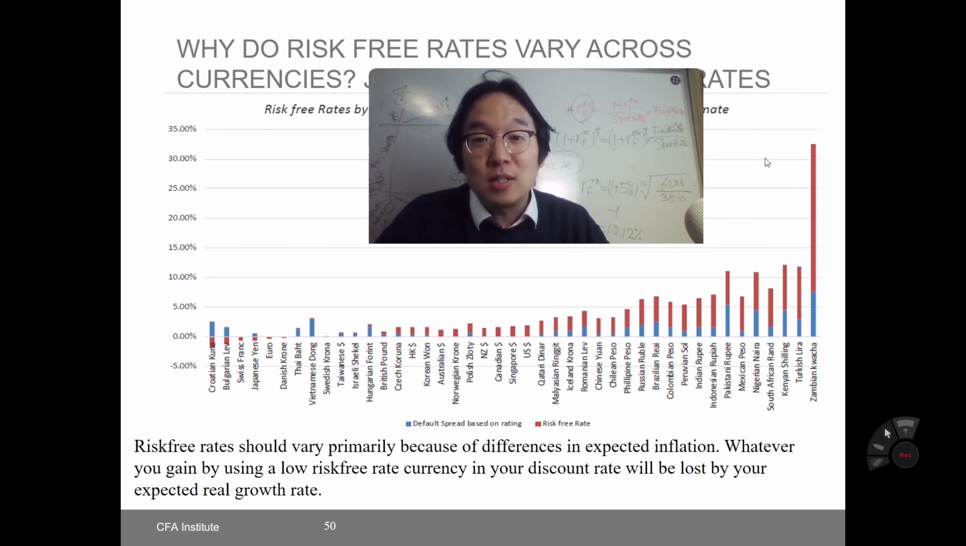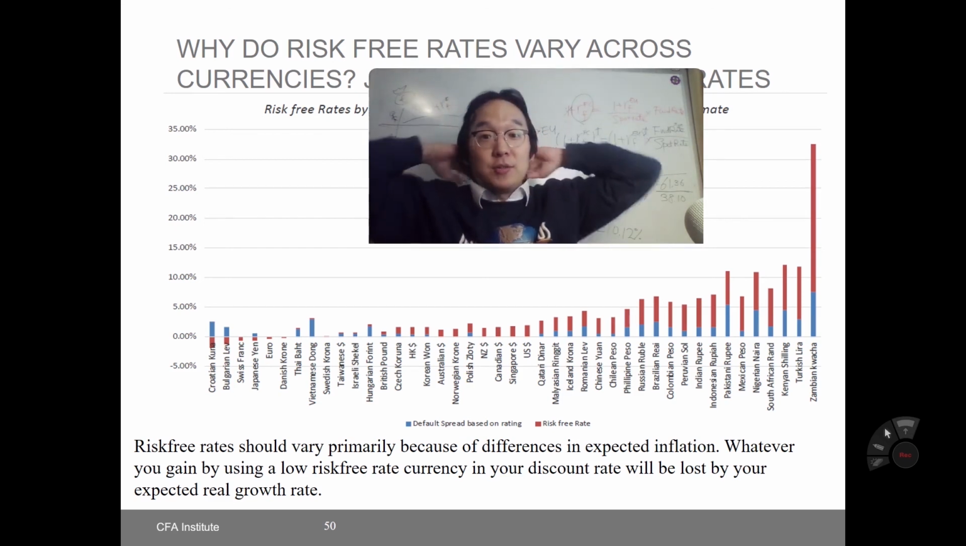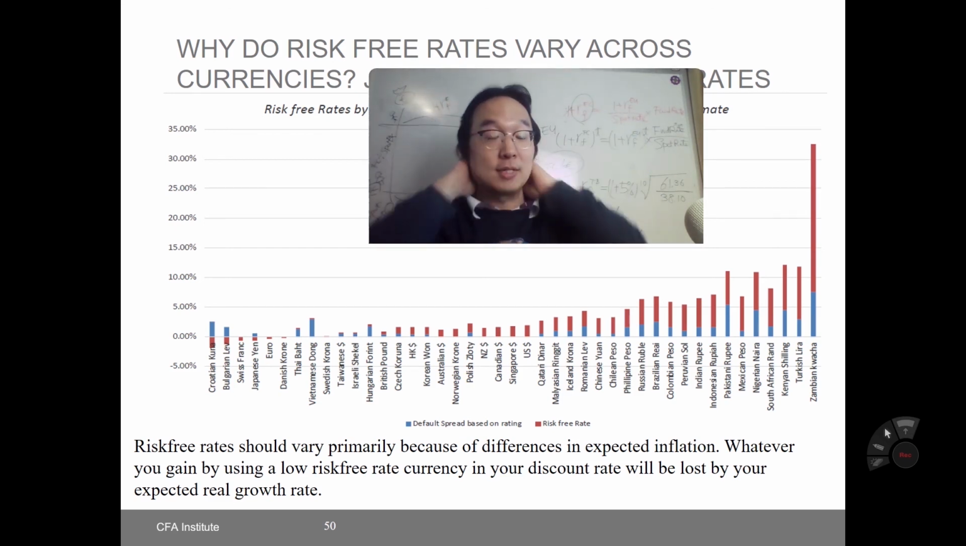Why do we see such a variation? Largely, inflation. Different countries have different inflation depending on the economic stage they have, or the expansion or contraction of their business. Boom, bust cycle, all these kinds of things matter.